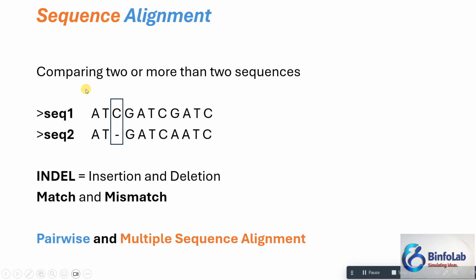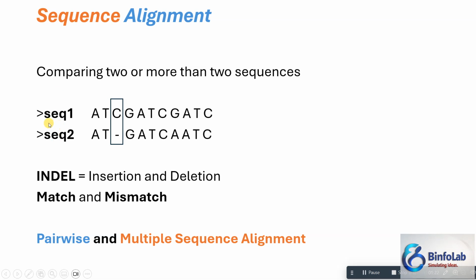Simply we can say that comparing two or more than two sequences, we call it sequence alignment. In sequence alignment, we can compare a minimum of two, and we can compare more than two. It's up to you how many sequences you want to compare. Okay. Let's say we have two sequences, sequence 1 and sequence 2.